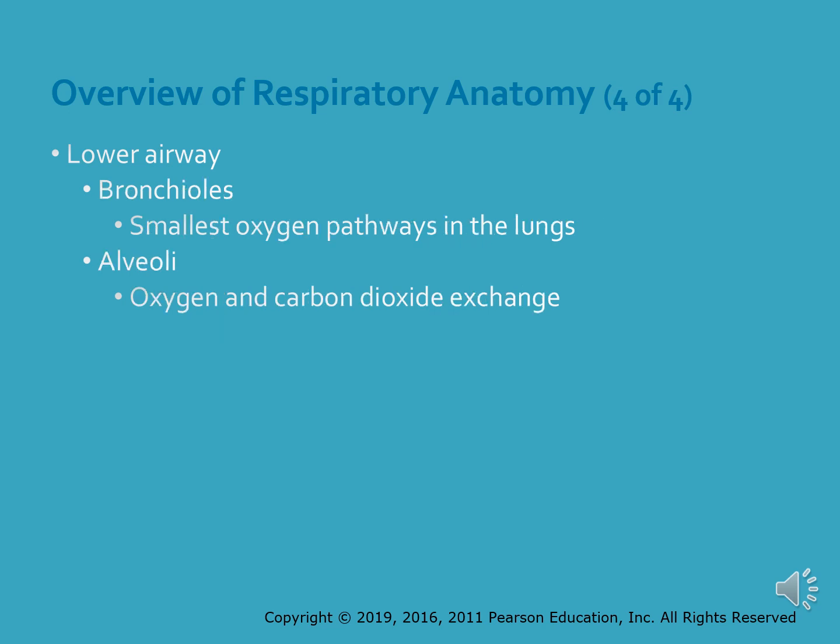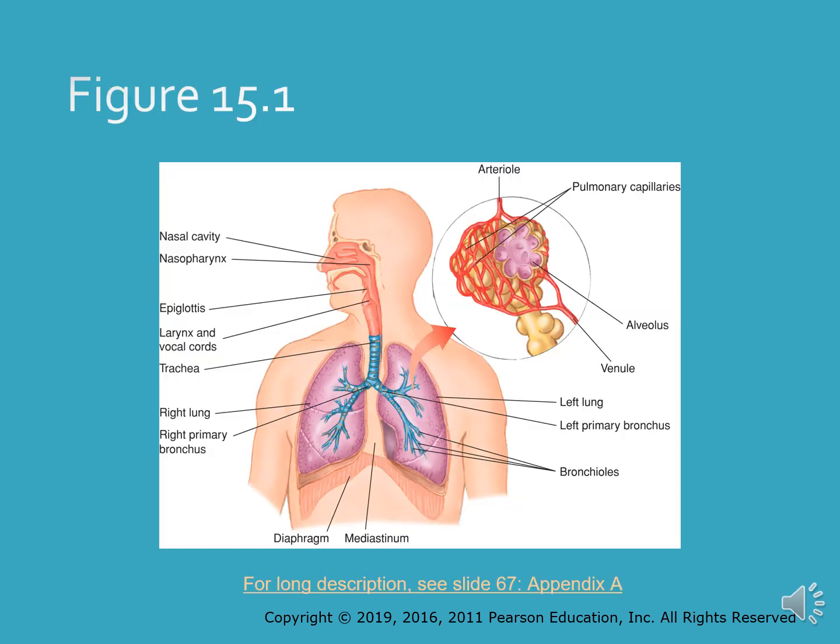The lower airway also has the bronchioles, which is the smallest oxygen pathway in the lungs, and then the alveoli, which is where the oxygen and the carbon dioxide exchange. Here is an overview of the respiratory system. This should be in your book, or I'm sure you can find this on Google.